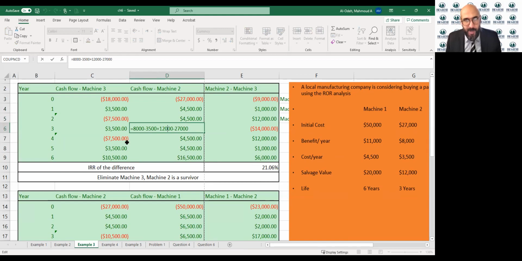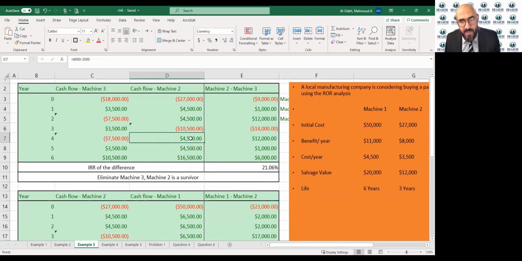This is the end life of the machine. We have to buy a new one. We have to collect the salvage value. We have to collect the benefit. We have to pay the annual worth. So this is where you see the 8,000 minus 3,500 plus the 12,000 minus the 27,000.